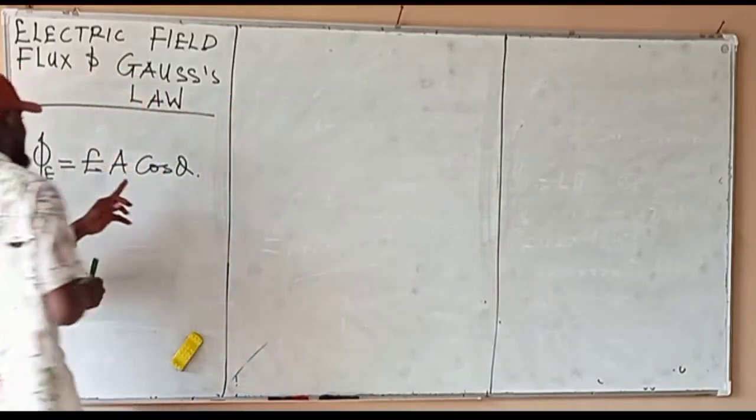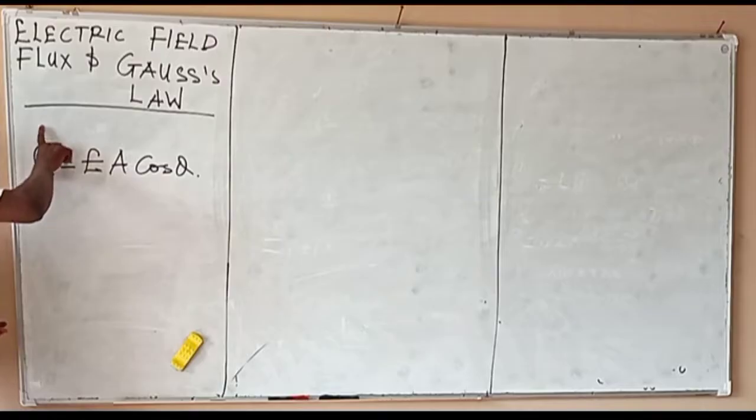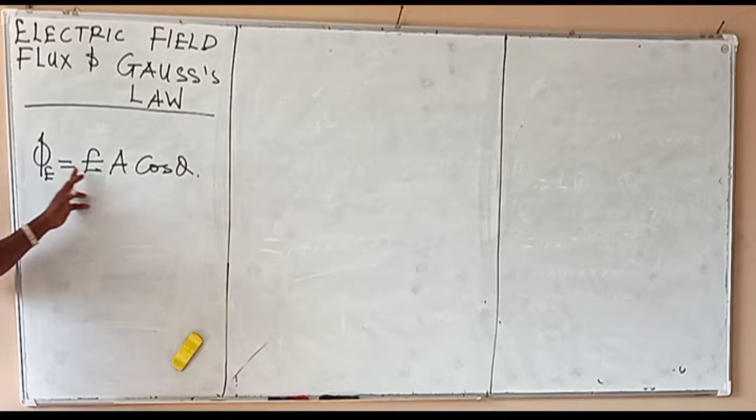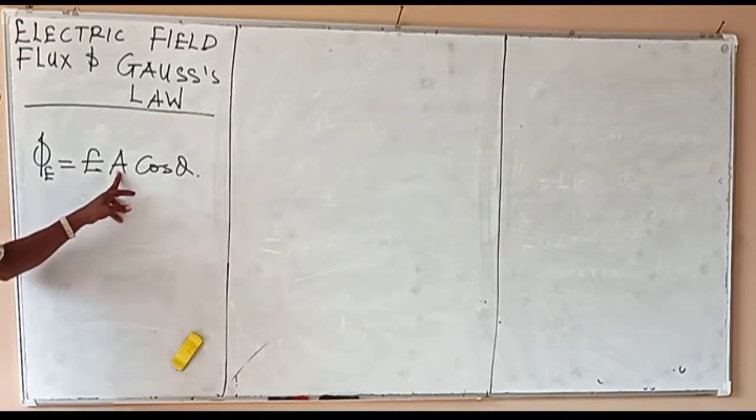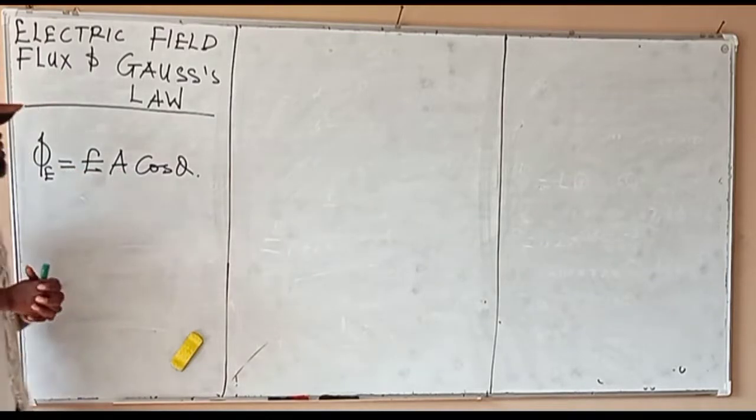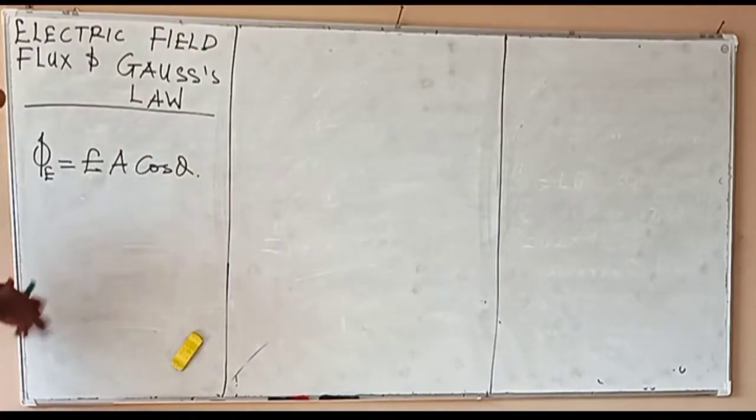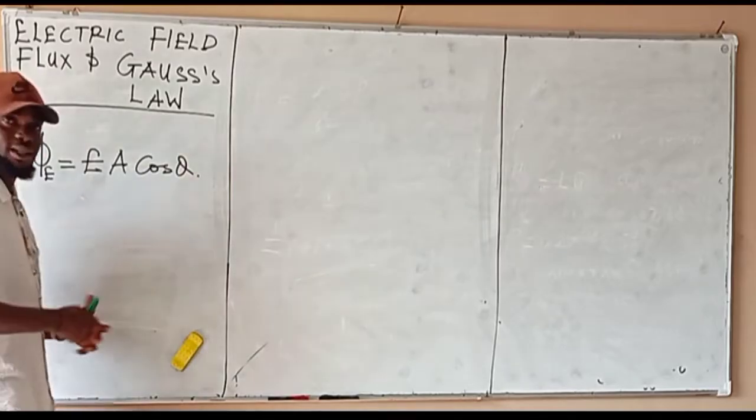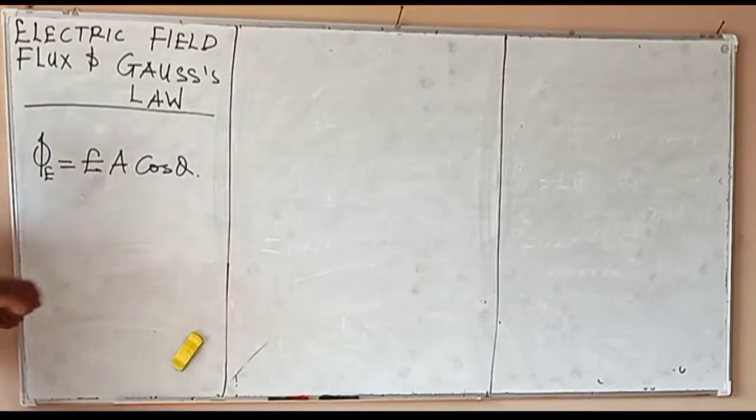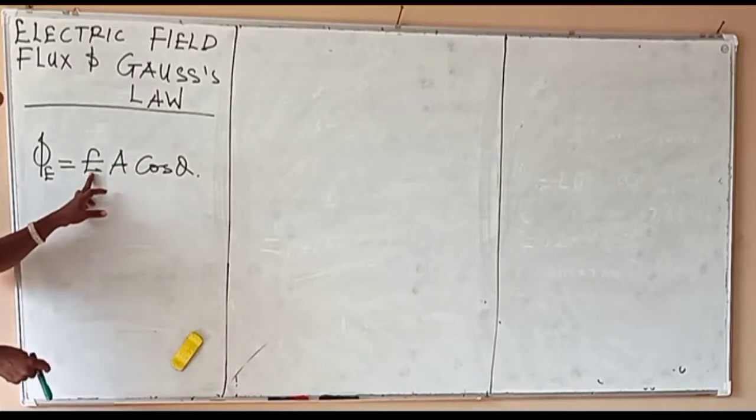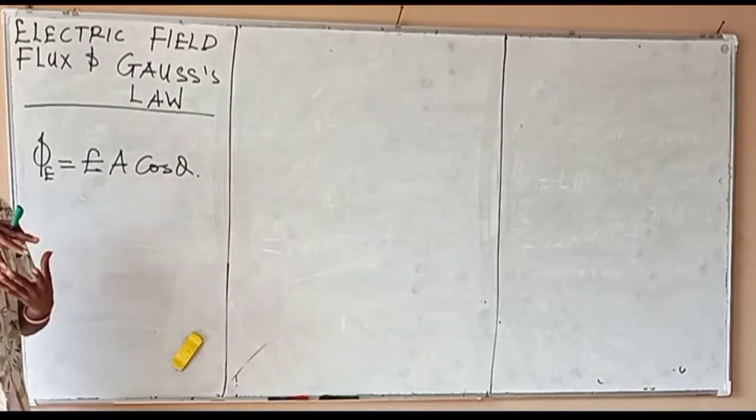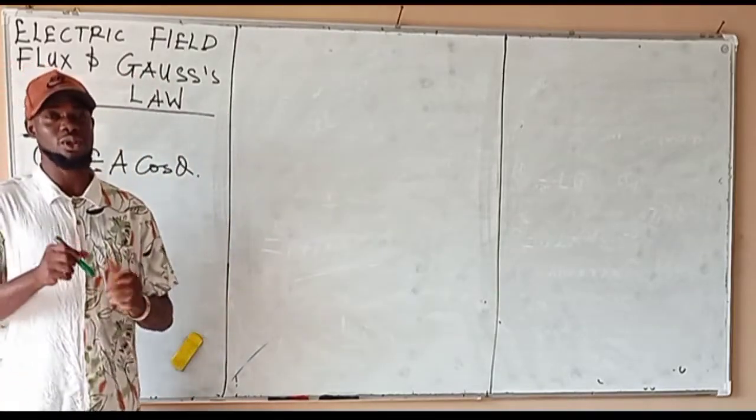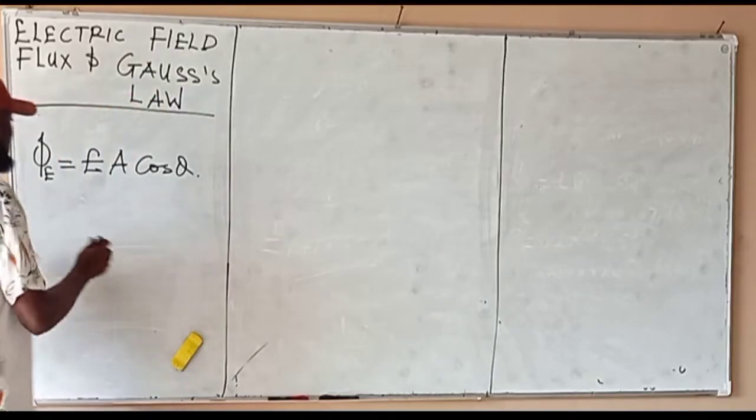Now, let's look at this formula. This symbol, phi with subscript E, denotes electric field flux, and it is equal to the product of the electric field and the area of that surface. Now, we have a cosine theta here. Why is that cosine theta there? It might be that the field leaving that particular surface will be making an angle theta to a perpendicular line drawn to that surface. Look at what I'm trying to say.